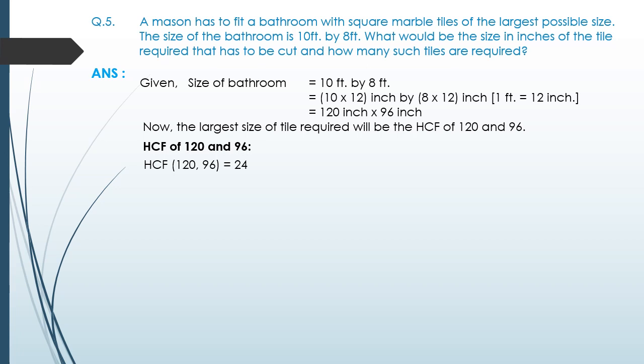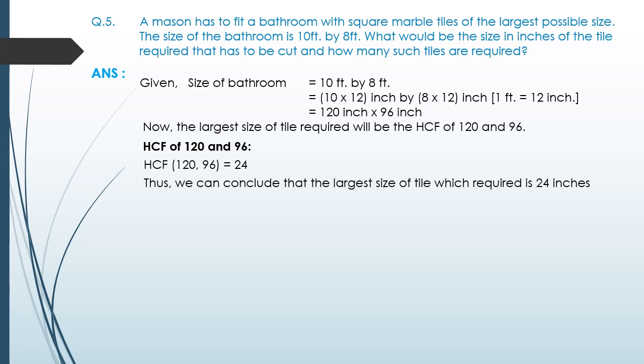First question is answered here, that dimension of the square marble tile. Okay, so the dimension of the square tile will be 24 inches. It will be of side 24 inches. Now the second question they have asked is how many such tiles will be required. To find out the number of tiles required, we need to divide the area of the bathroom by the area of one tile. Getting it? So let us see the answer of the second part.